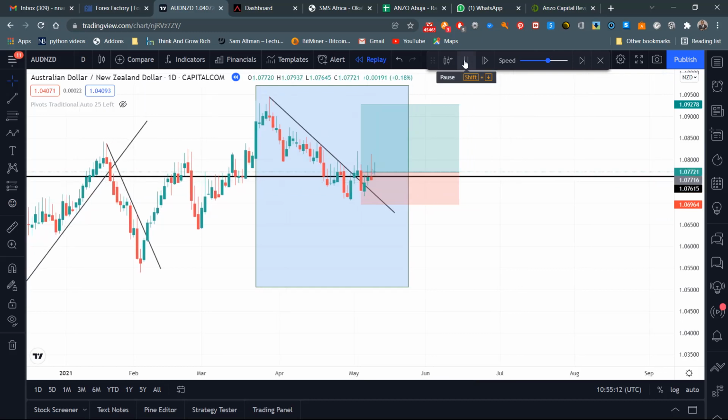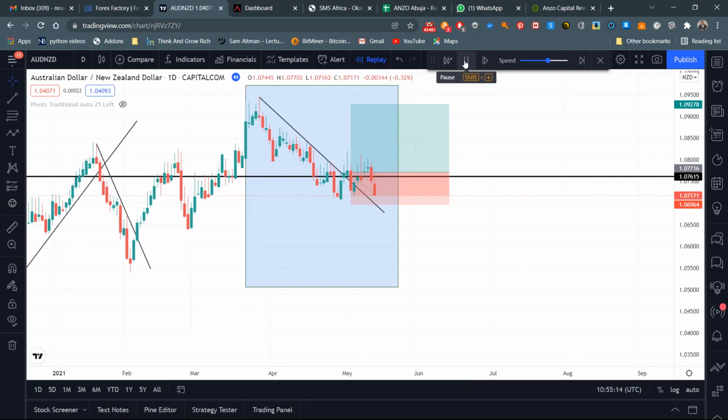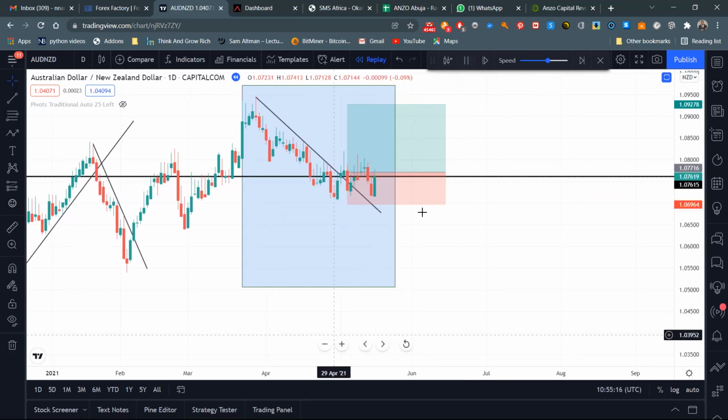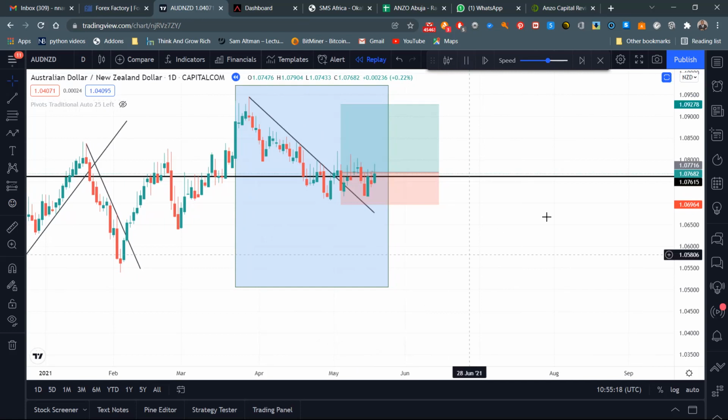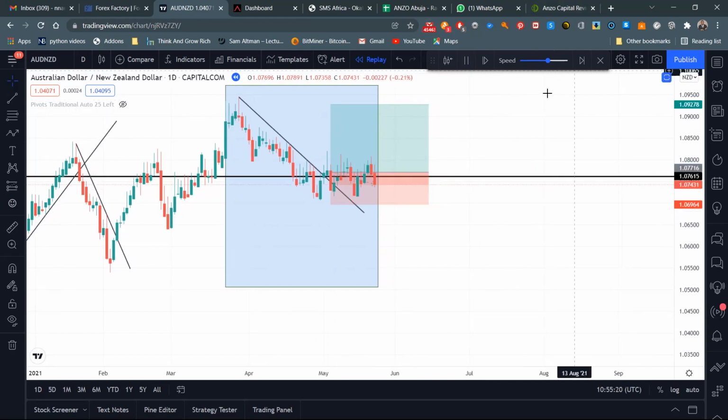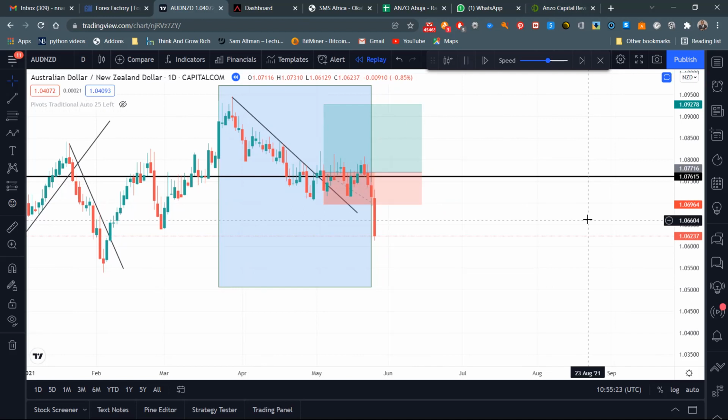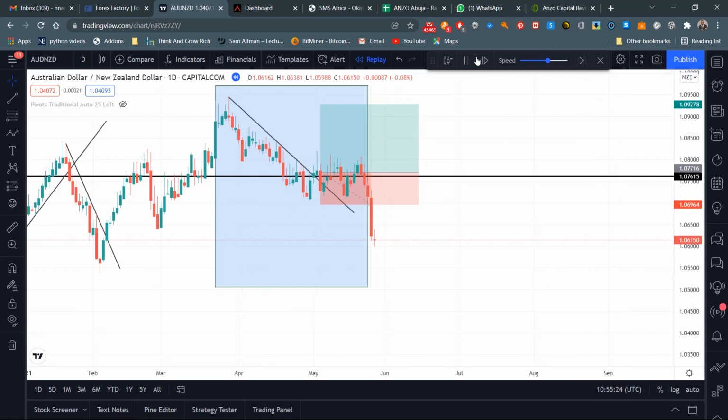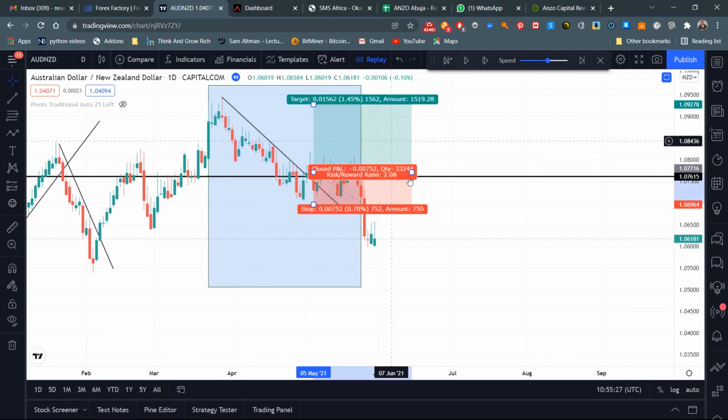So price is moving, and we wait, and let's see, do we get stopped out? The market is just ranging, and we get stopped out, right? So we get stopped out for this trade.